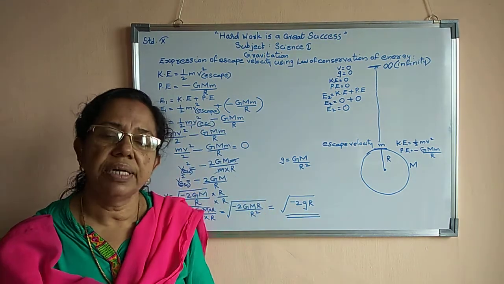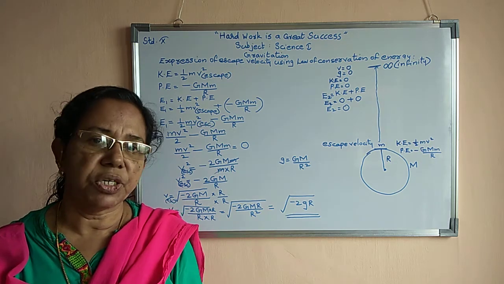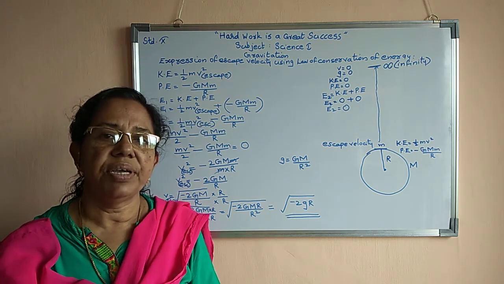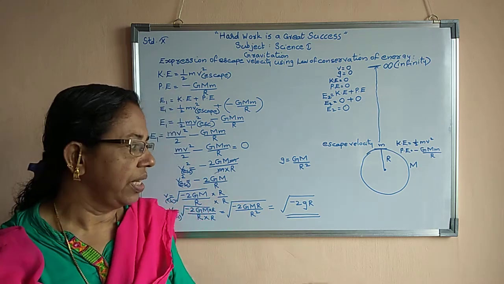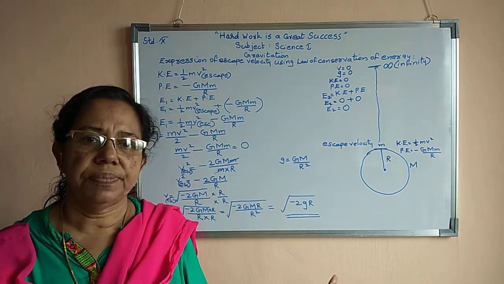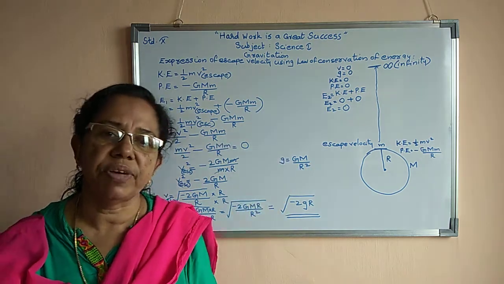If we want, then we can substitute the value of g and the value of R, then we can find the escape velocity. So here now we derived, or we found, the expression of escape velocity.